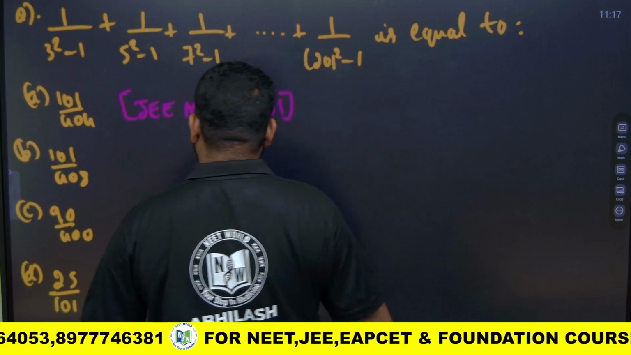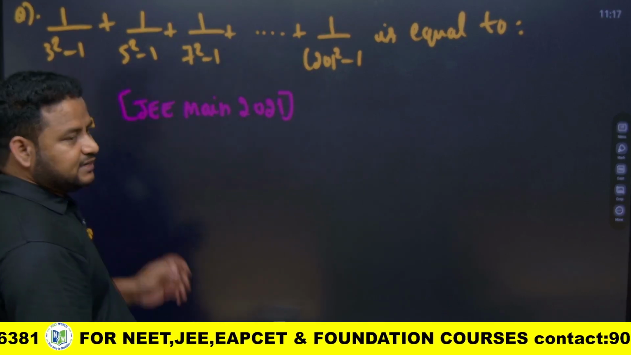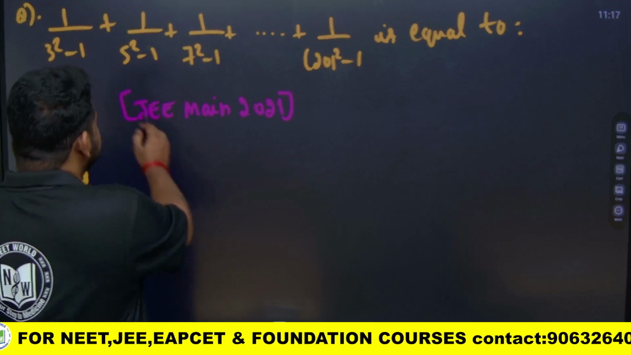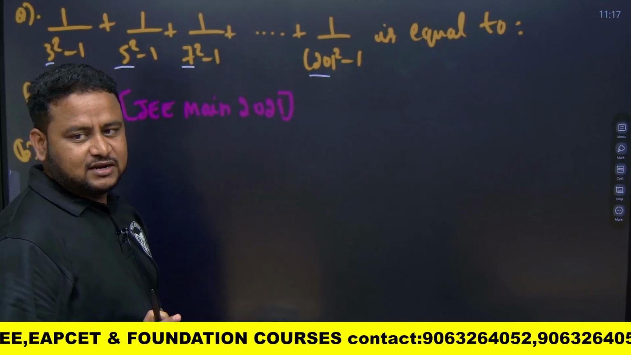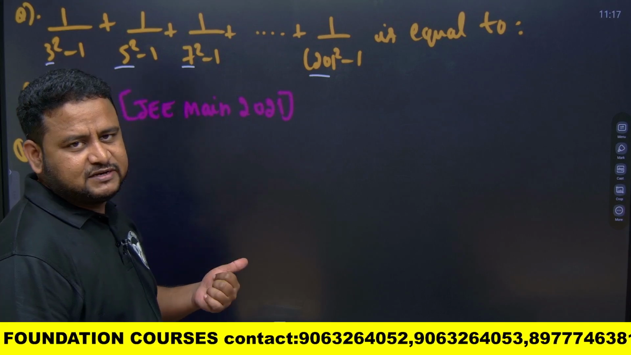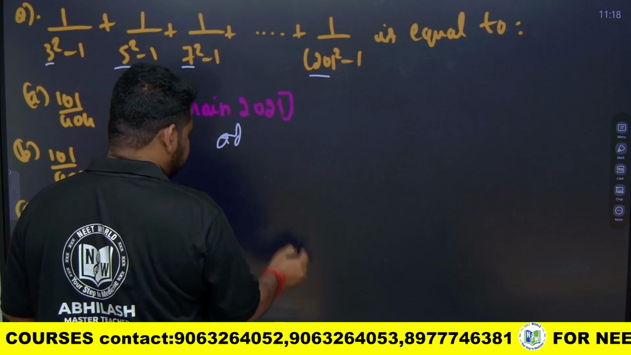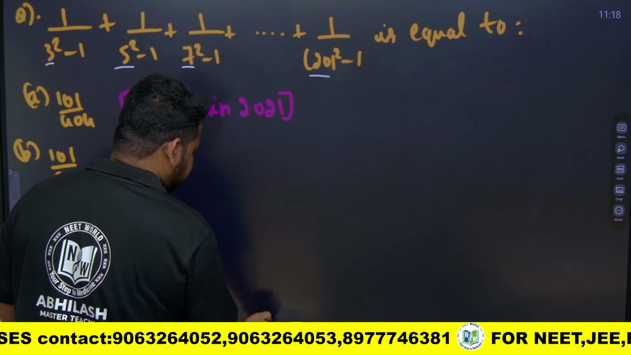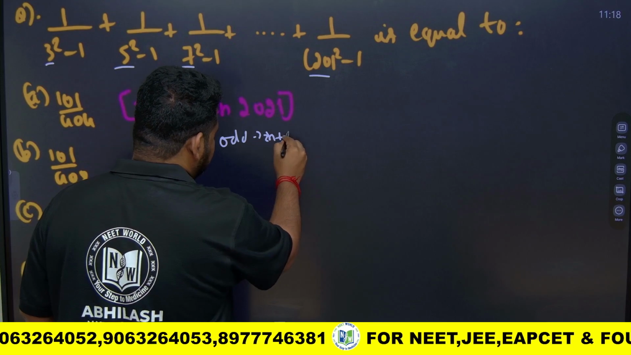This one also I told you to solve by yourself, but let me see. Here instead of n, it is 3, here it is 5, 3, 5, 7, 201. These are all nothing but odd numbers. Even numbers we represent as 2n, and odd numbers we will represent as 2n plus 1.